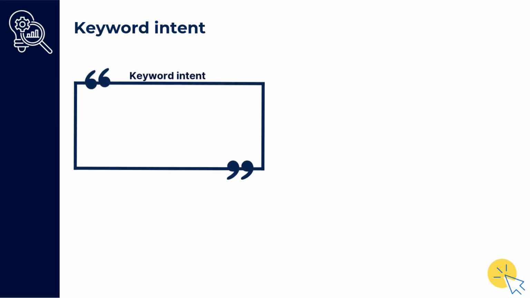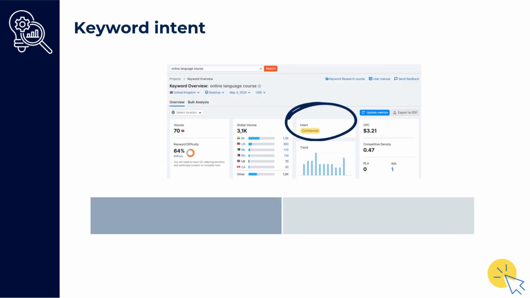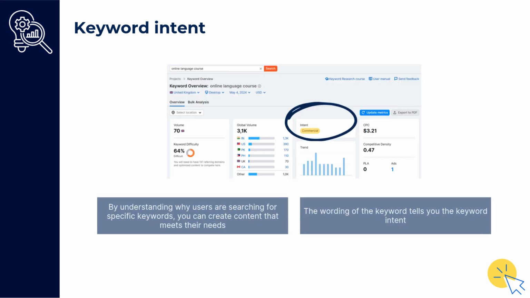Now, let's dive into keyword intent. This is a crucial concept, because not all keywords are created equal. Some people are just browsing, while others are ready to buy. When you understand the intent behind a keyword, you can tailor your content to meet that need. For example, the keyword online language course likely has commercial intent. People searching for this are looking to make a purchase or sign up for something. On the other hand, keywords like how to learn a new language are more informational. These users are in research mode. By matching your content to the intent behind the search, you're more likely to engage your audience and move them toward a conversion. This is where SEO really gets powerful.